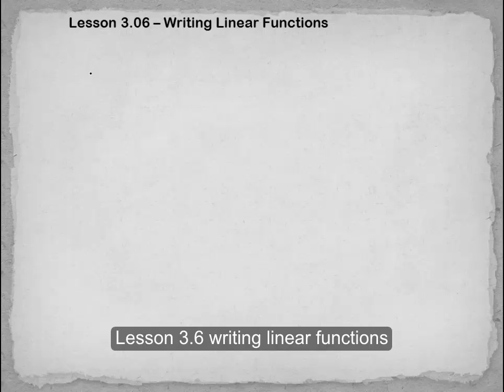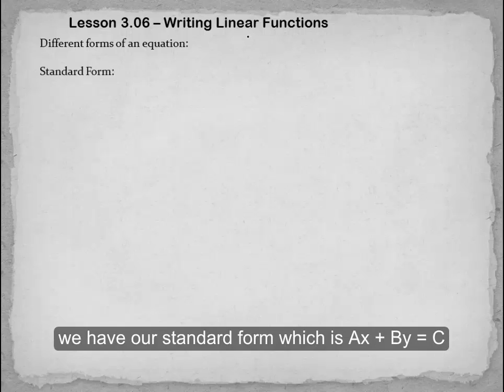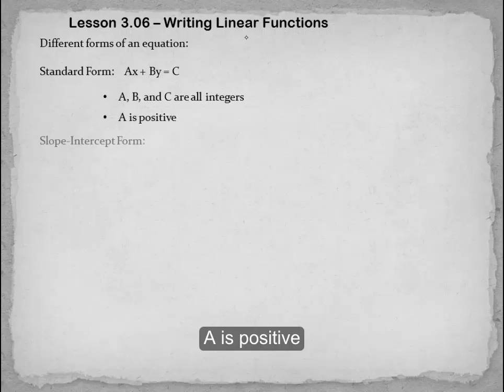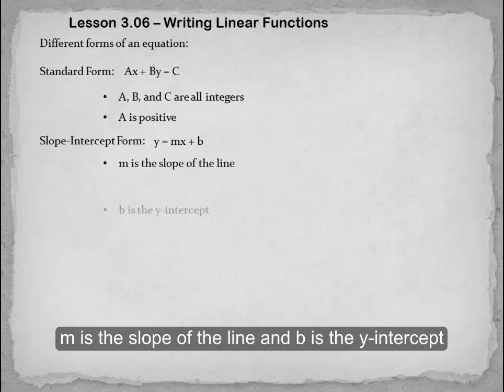Lesson 3.6, Writing Linear Functions. There are three different forms of an equation. We have our standard form, which is ax plus by equals c. A, b, and c are all integers. A is positive. And we have our slope-intercept form, which is y equals mx plus b. M is the slope of the line, and b is the y-intercept.